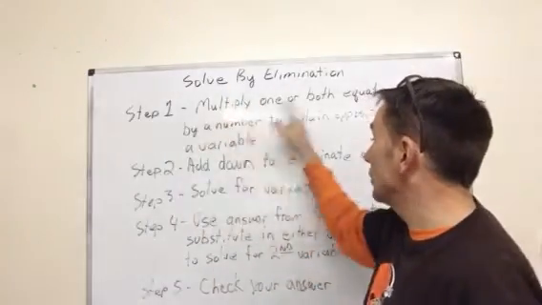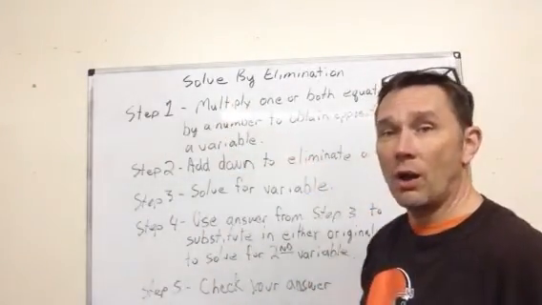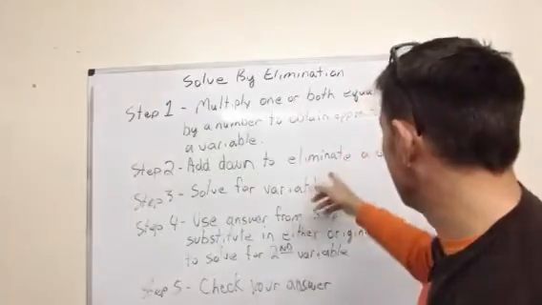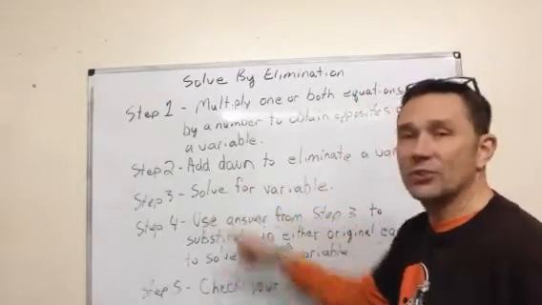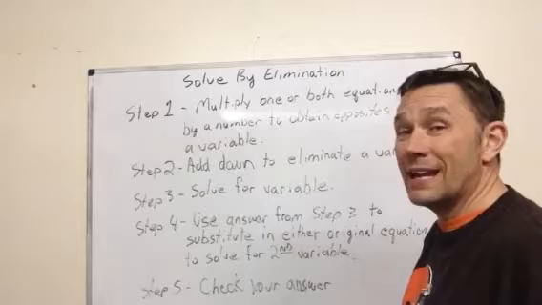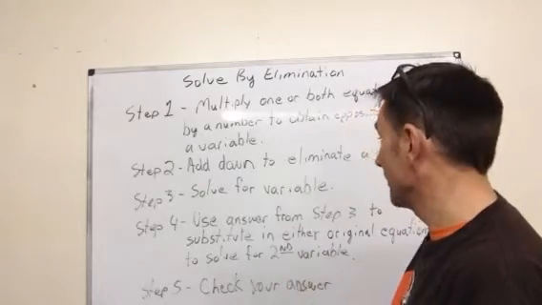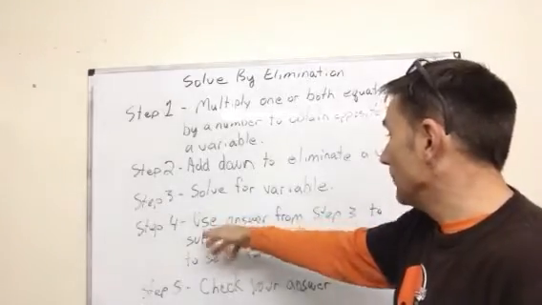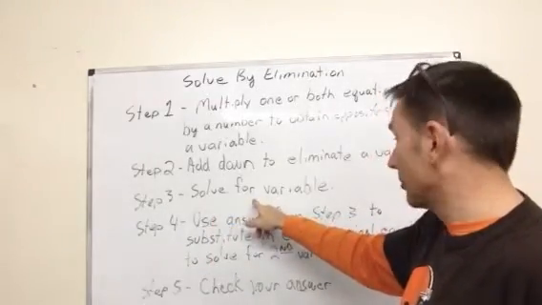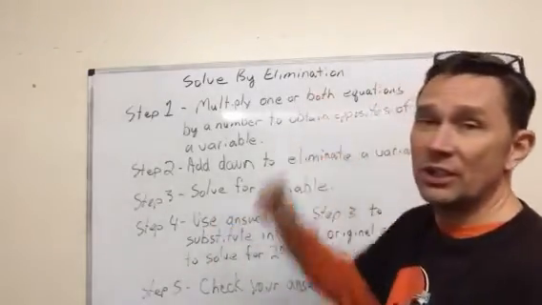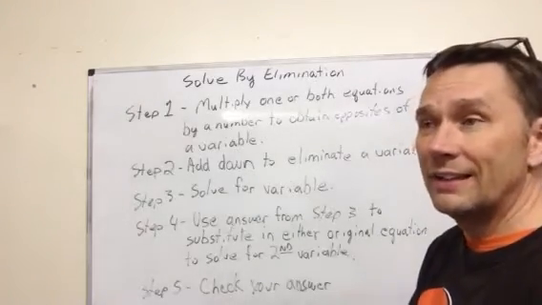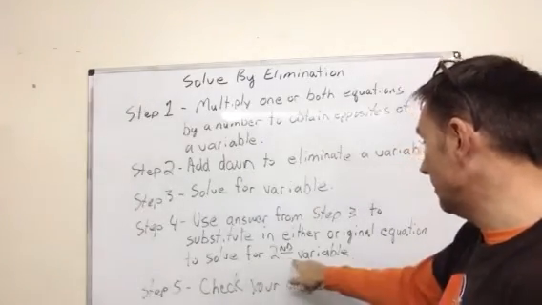We leave it up to you. Step two, once we have our opposites, we add down. One of the variables will get eliminated. Step three, solve for that missing variable. We found that was an easy part. All we're doing is dividing by that variable. Step four, use that answer that we got in step three, substitute it in one of the original equations to find the answer for the second variable.